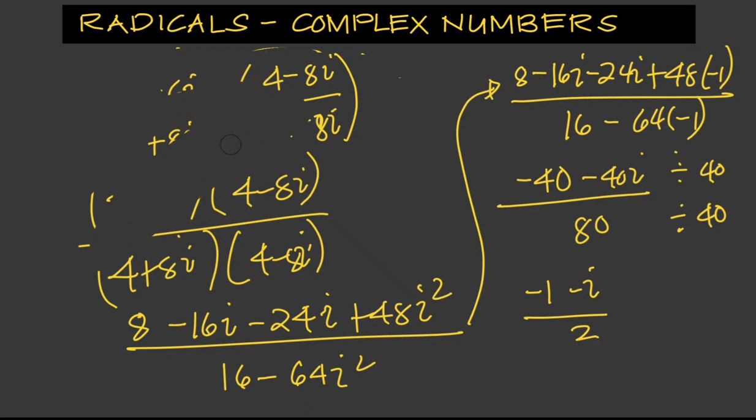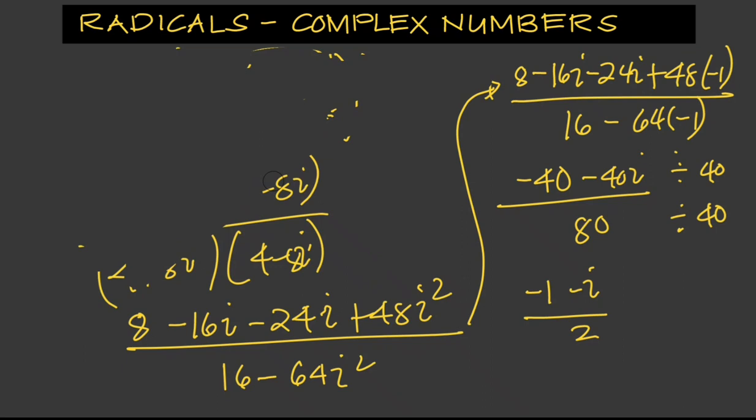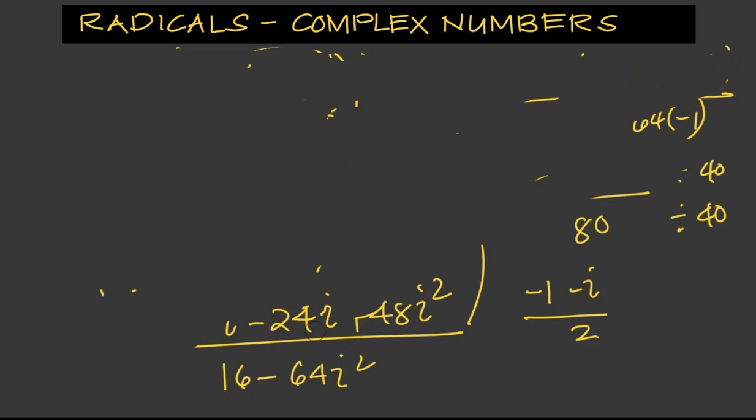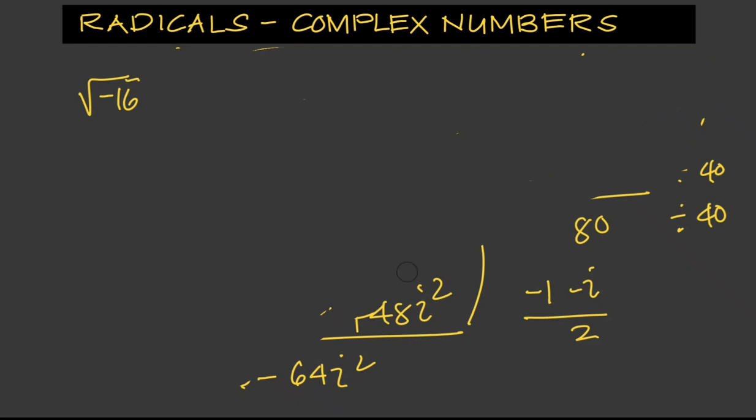So using i, we can simplify radicals with negatives under the root. And we will use the product rule and simplify the negative as a factor of negative 1. So let's say, for example, we're given the square root of negative 16. How are we going to simplify that?